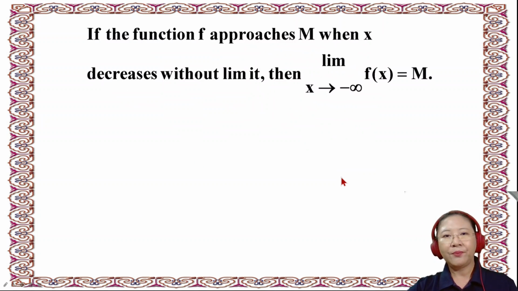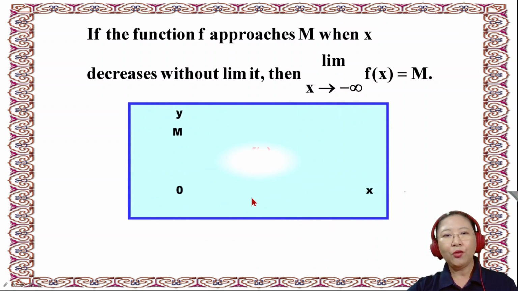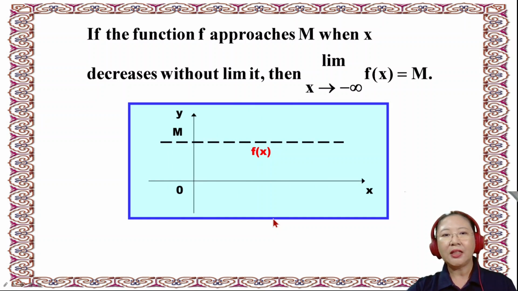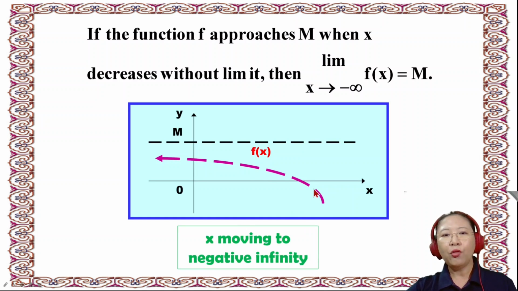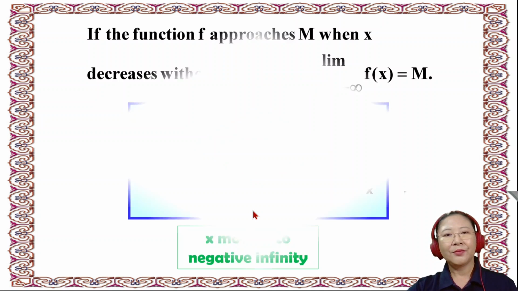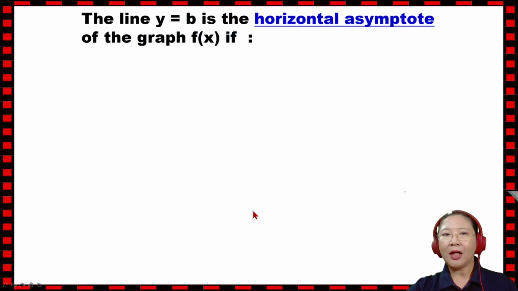How about this one? x is moving to the negative infinity and is getting very near to M. So we read this, x moving to the negative infinity means the value of x is going to the negative infinity, and the answer that you get is very near to M. This will create a horizontal asymptote, which is a line which cuts the y-axis and is perpendicular with the y-axis. Right. Let's check this out again.